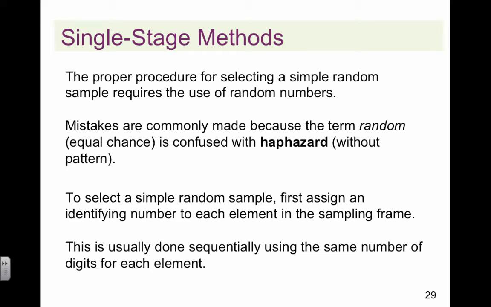So, to carefully avoid this natural tendency to mistake evenness or haphazardness for randomness, we're going to follow a procedure to find a simple random sample. So first, we're going to identify each element with a number. Usually we do this sequentially. We just start at one end and number from 1 to whatever. And then we use the same number of digits. So if there's 20, for numbers 1 through 9, we're going to use 01 and 02 and 03 so that everything has 2 digits.